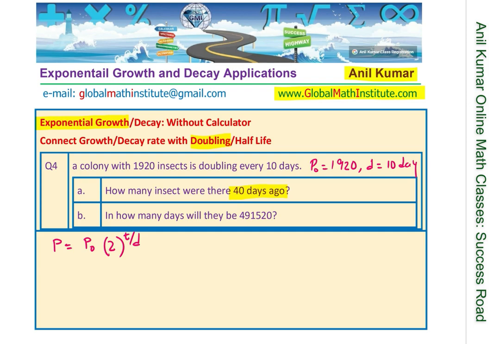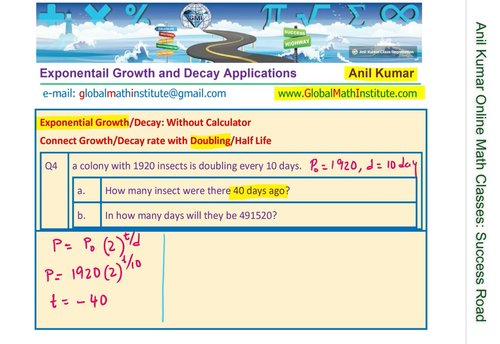And we already have the values here. 1920 is the initial population, and the doubling period is 10 days. Makes sense. So that is the equation to begin with, and we can do parts A and B easily. How many insects were there 40 days ago? So that means T is equal to minus 40. So when you substitute that, you should be in a position to get this answer.